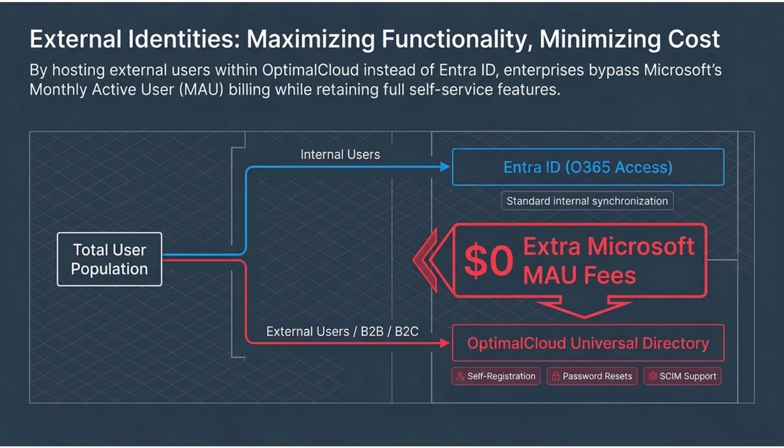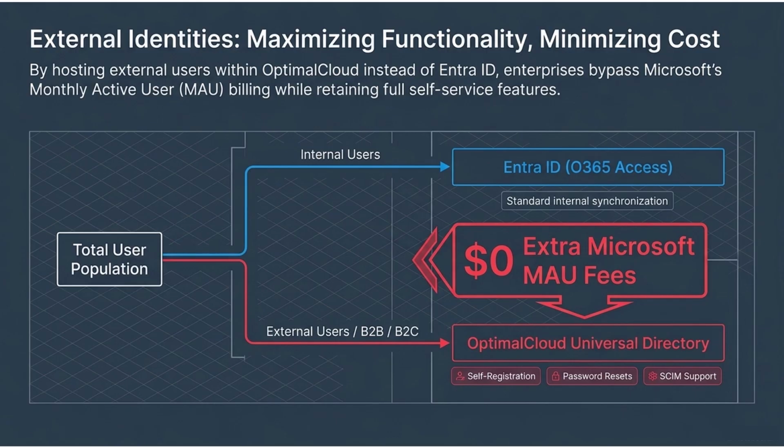The slide you're looking at shows the total user population splitting into 2 streams. Like a fork in the road. Right. The internal users go to Entra ID for their Office 365 access, but the external users, the B2B and B2C crowds, are routed to the OptimalCloud Universal Directory instead. And right in the middle of the diagram is this massive red arrow pointing to $0 extra Microsoft MAU fees. Like, by hosting that external population within Optimal's Universal Directory, you simply sidestep the Microsoft licensing fees.